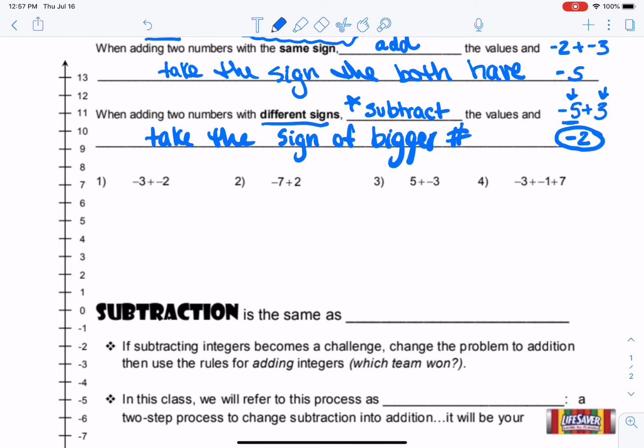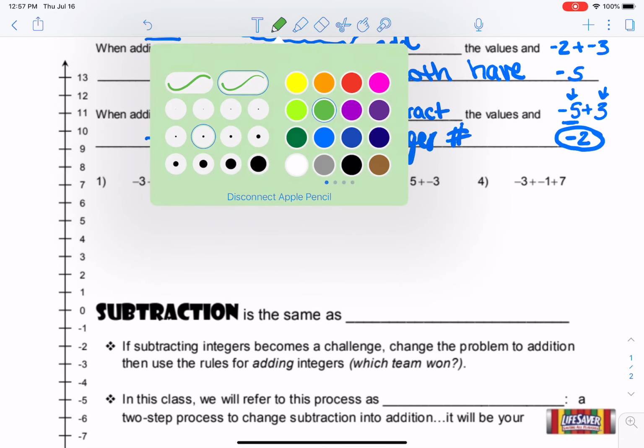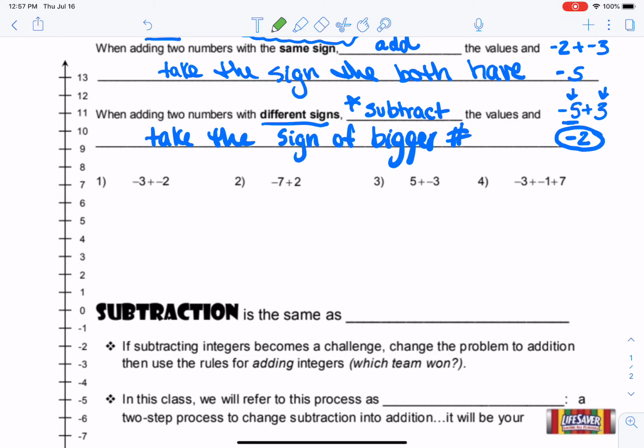So let's take a look at these. This is the exact example I gave you earlier. The numbers are both negative, so that means the negative team wins. I'm going to add them up, that's my rule, so my answer is -5. No calculator needed. I've got different signs in number 2, but -7 is the bigger number, which tells me that the negative team wins. And how many points did they win by? I'm going to subtract them. They won by 5 points. In example 3, my bigger number is positive, so that means my answer is going to be positive. And how many points did the positive team win by? They won by 2 points. 5 minus 3 is 2.